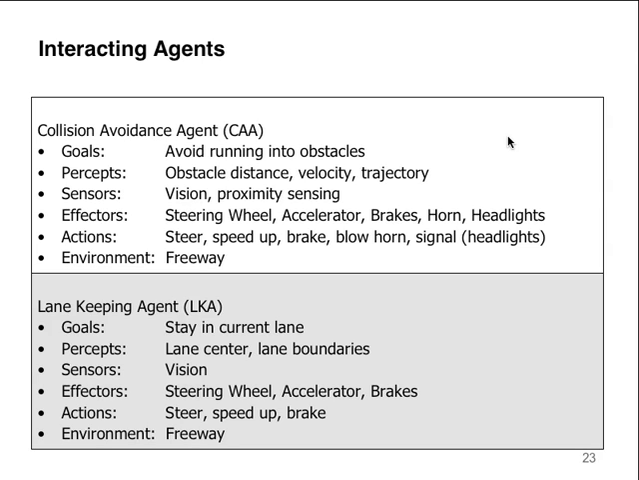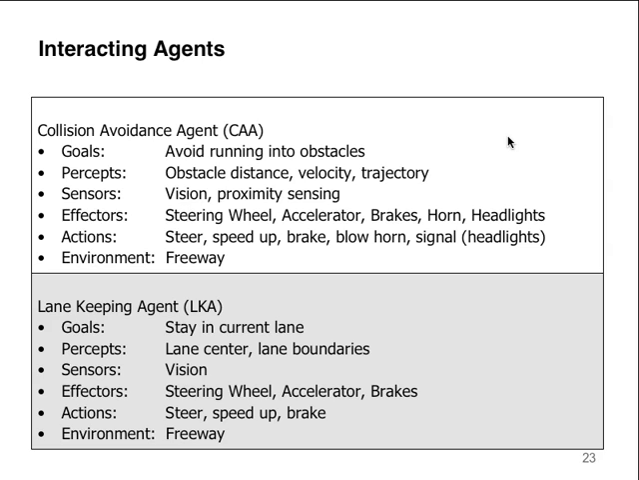So just to briefly go through the collision avoidance example, if I were to say, how are you going to avoid collisions? Well, the goal: avoid running into obstacles. Percepts: obstacles, distances, velocity, trajectory. Are things coming at me? How am I going to avoid that, or am I going towards that? Sensors might be vision, proximity sensing, which is how you're going to avoid the curb. Actually, you're going to avoid hitting things. It's going to make a loud noise.